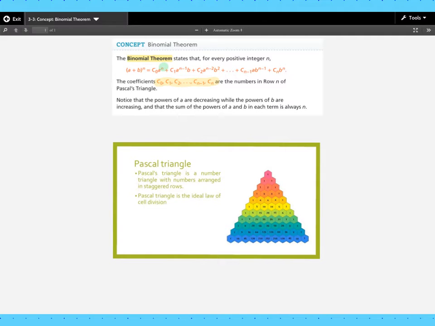For b, it's the opposite. It goes from 0 all the way up to n. So what looks confusing is actually making a lot more sense. Okay, I also gave you an image of Pascal's triangle. Read through it. Like I said, it's one of the most fun and interesting discoveries in math.